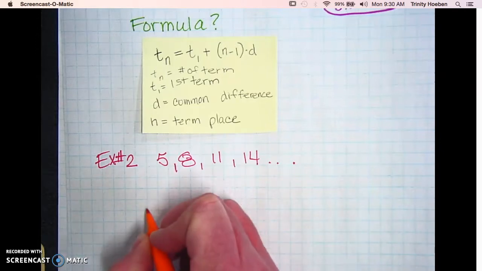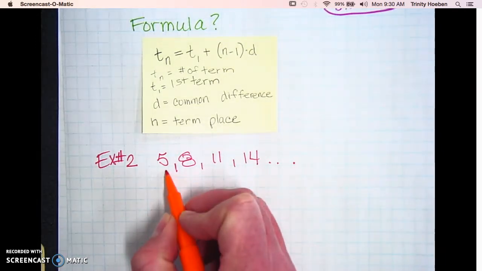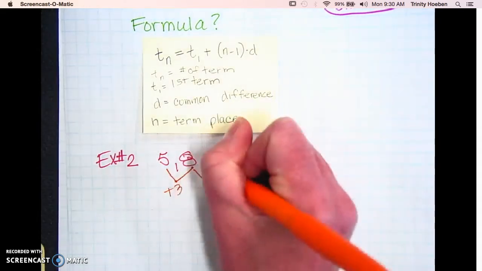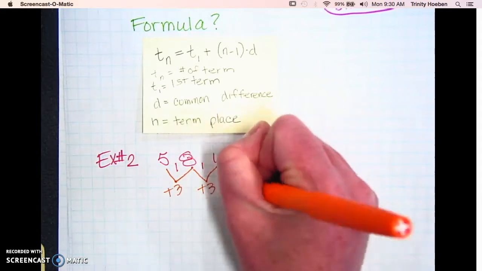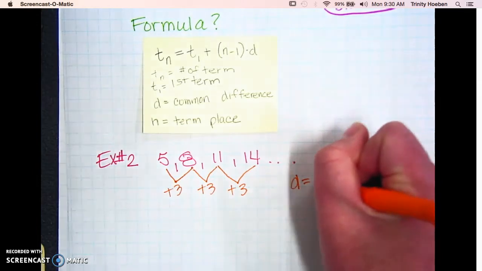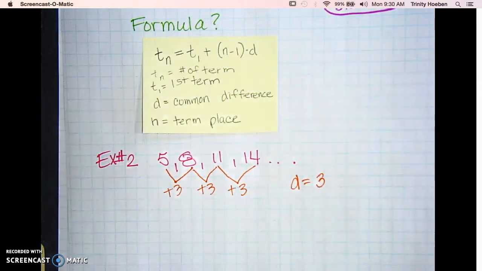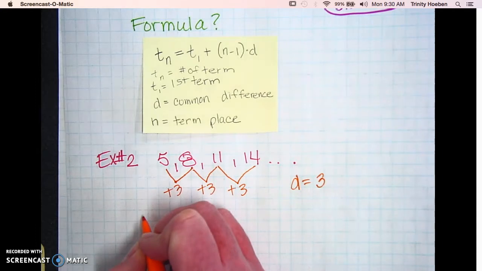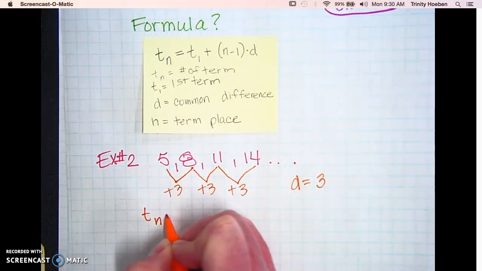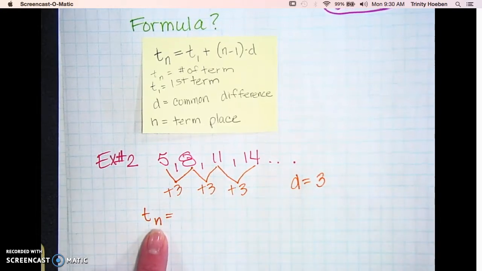Okay, first, let's find the difference. So from 5 to 8, adding 3, right? 8 to 11. And 11 to 14, adding 3. So our D, in this case, is going to be 3. And then we're going to plug in some things into this formula. So T sub n. N is just going to be whatever number of term they want us to find. It could be T sub 100, T sub 500, T sub 1,000.